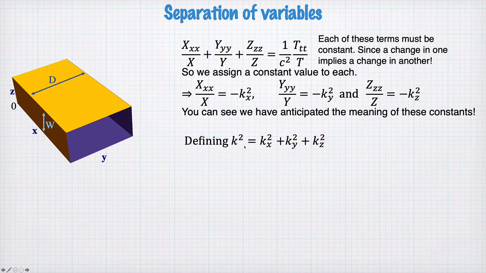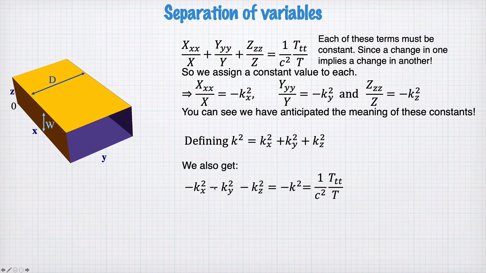So we can define also the sum of the squares of these constants as k squared, and therefore we get that the negative kx squared minus negative ky squared minus negative kz squared, which is all of these terms here, must also then be equal to this last term here that depends on time. So this last term here must then equal negative k squared.